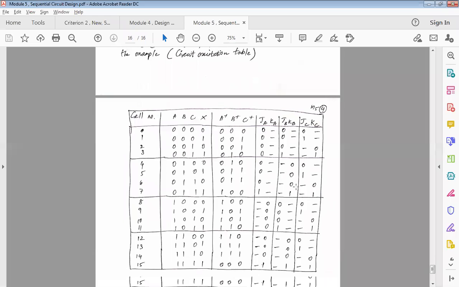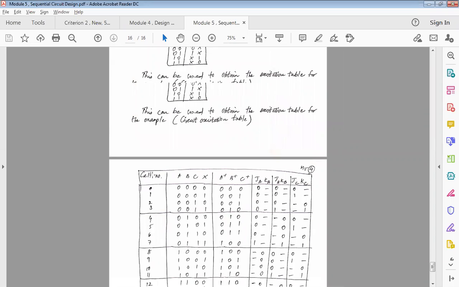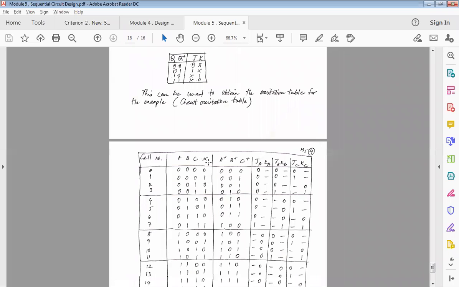So how do we get it? As usual, you have seen your cell number. Then you have A, B, C, X, A plus, B plus, C plus. Till here, we have seen in the previous table. The new columns being added are these 3 columns and 6 entries, that is, JA, KA, JB, KB, JC, KC. These 6 entries are new. How do we get them? We get them with the help of these excitation tables.